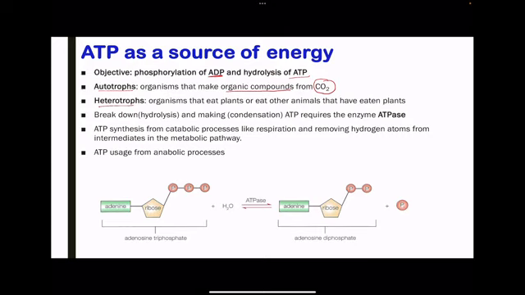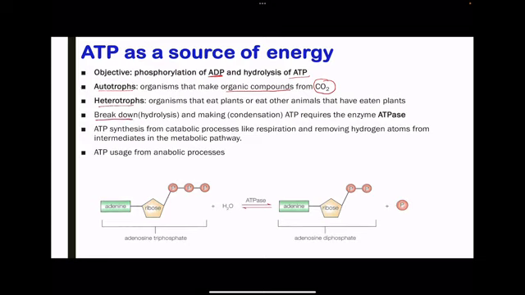Heterotrophs are organisms that eat plants or eat other animals or other organisms that have eaten plants. So humans and many animals we know are all categorized as heterotrophs, while plants are categorized as autotrophs. In the next part, I want us to talk about hydrolysis and condensation reactions surrounding ATP.